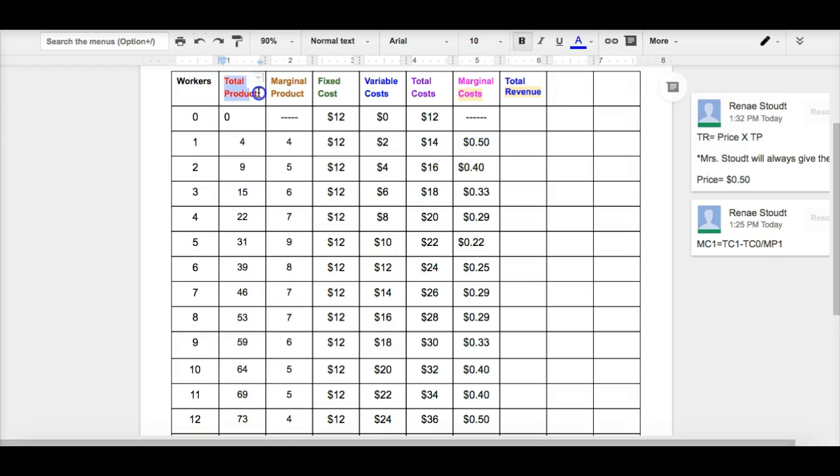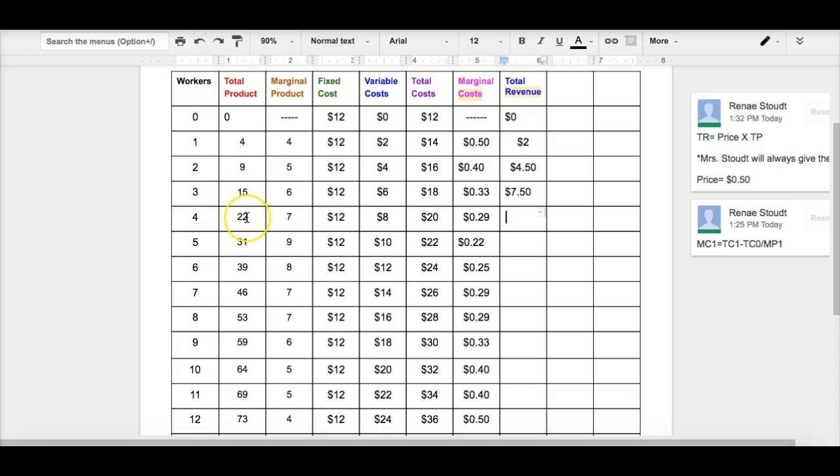Okay? So at 0 workers, we didn't make any airplanes, obviously, so total revenue is obviously 0. We have nothing to make, so we have nothing to sell. At 1 worker, we made 4 airplanes, and so we're going to take 4 times 50 cents, which is our price. Remember, I gave you the price. I will always give you the price. So 4 times 50 cents will give you $2 in revenue. At 2 workers, we're going to take 9 times 50 cents to get $4.50. At 3 workers, we're going to take 15 times 50 cents to get $7.50.